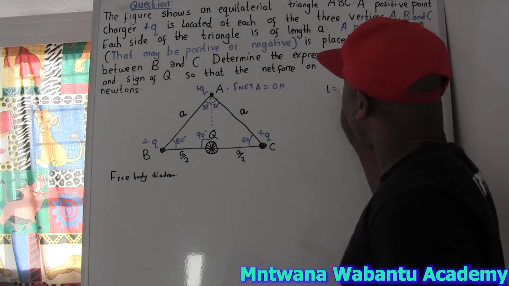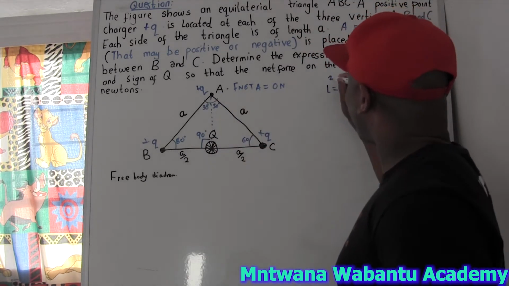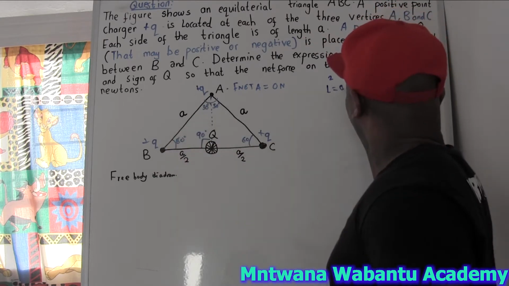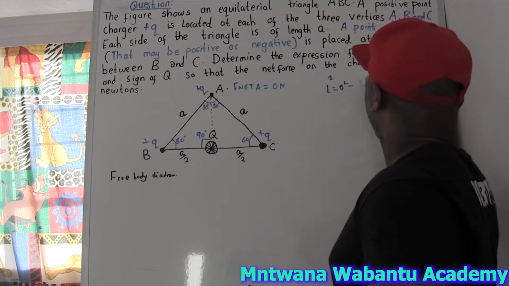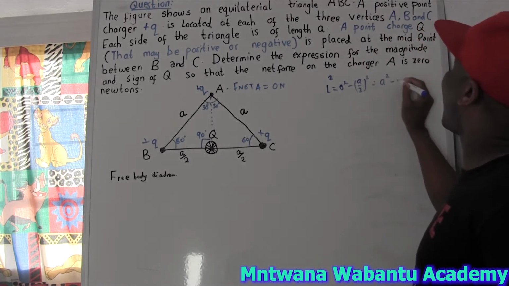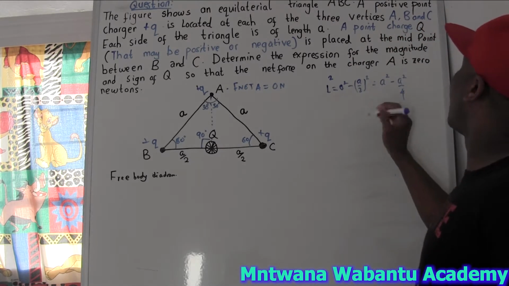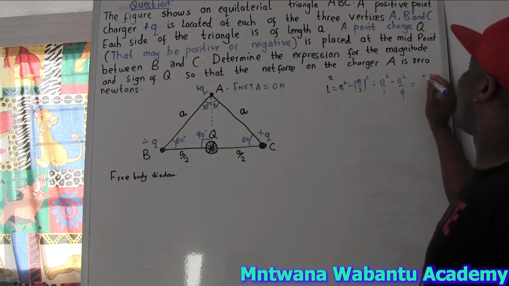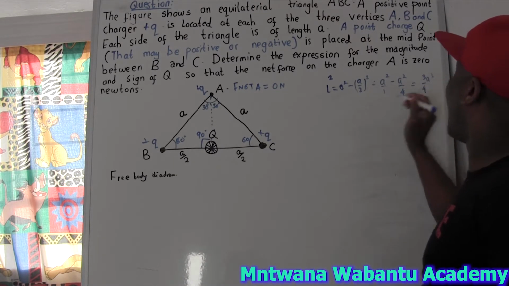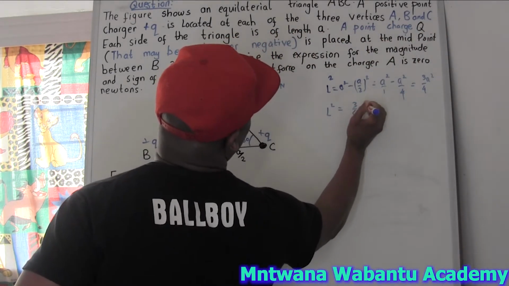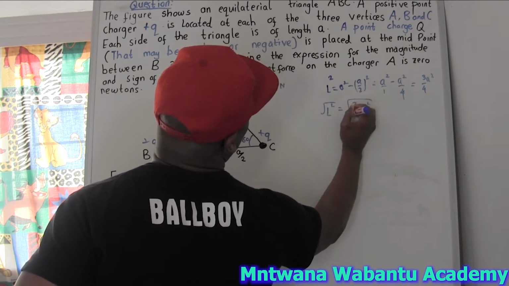Let me say length equal. To get the length, length squared equals the hypotenuse squared minus A over 2 also squared. This gives us A squared minus A squared over 4, which gives us 1 minus 1 over 4, so 3 over 4 A squared. So length squared equals 3 over 4 A squared. So we're going to take the square root.